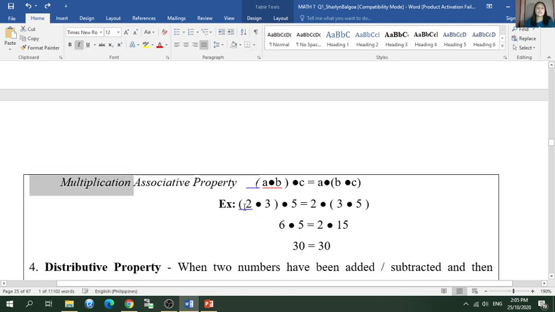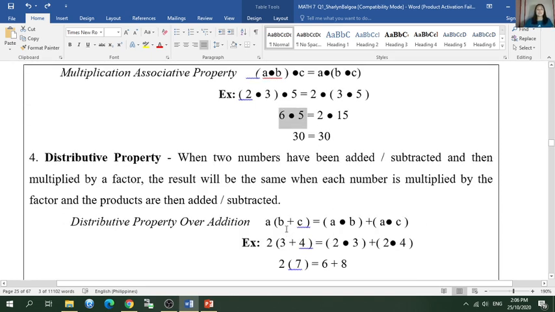Okay, take note. In here, 2 and 3 is grouped, multiplied by 5. So the order does not change. 2 times 3 times 5. But the groupings are changed. Okay, tingnan natin. 2 times 3 is 6 times 5 is 30. In here, we have 3 times 5 is 15 times 2 is 30.